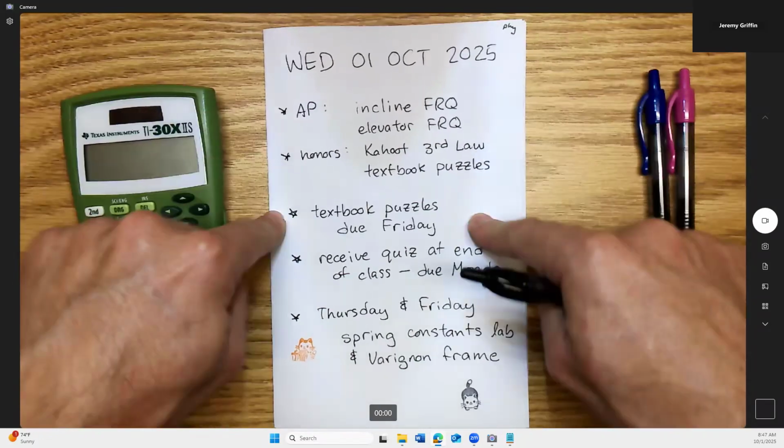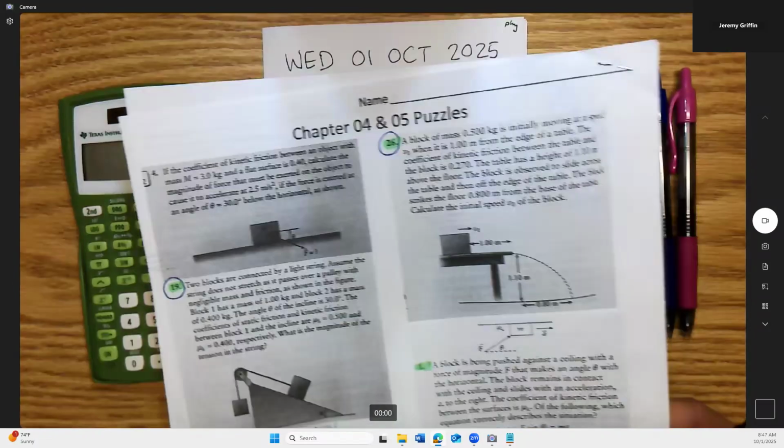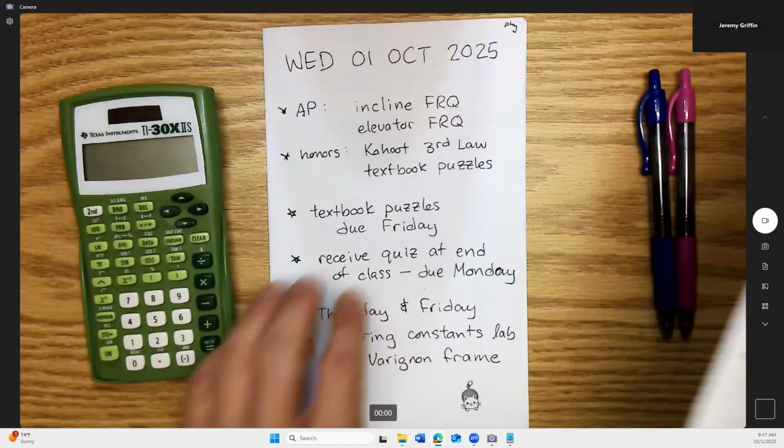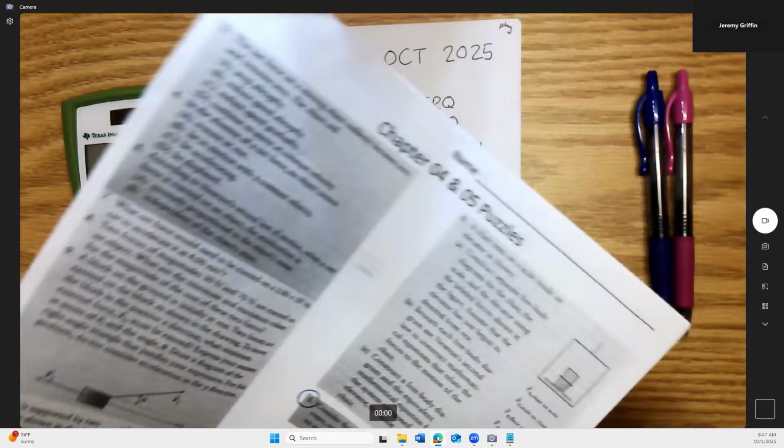Okay. For textbook puzzles, we've been going over a little bit here, a little bit there, the last few days. So these are due Friday. Remember, I just want you guys to turn in 10 of them. We've done more than that in class at this point.